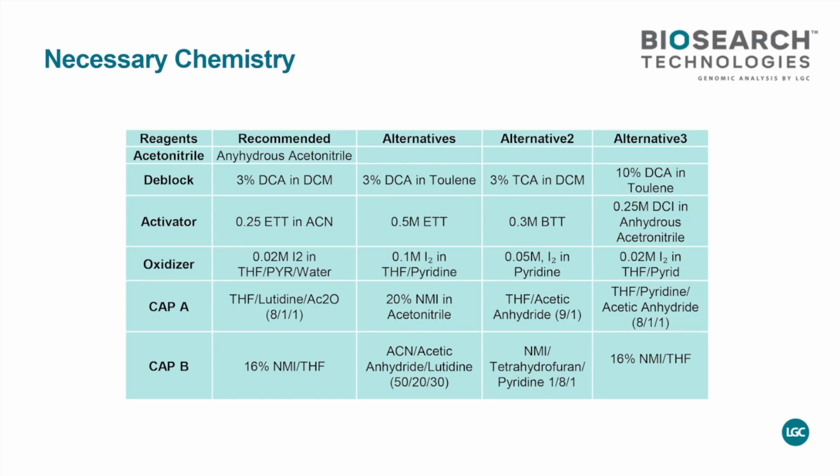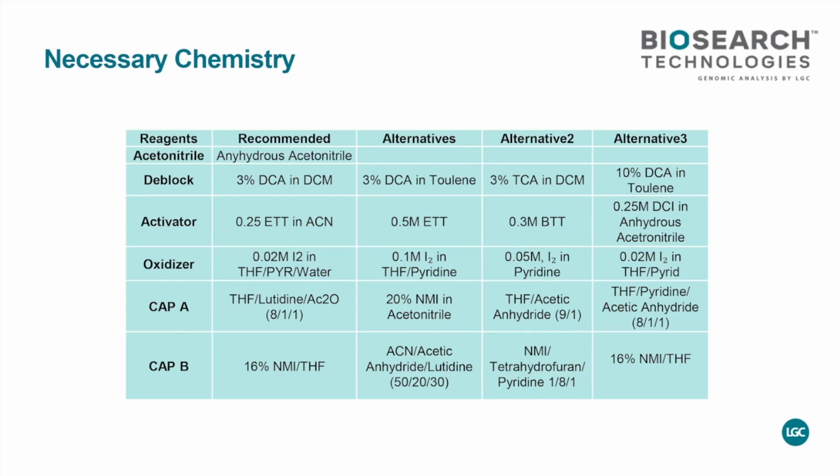The oxidizer has different combinations of oxidation. There is 0.02 molar iodine in water, and 0.1 molar iodine in water, which is the highest. Then there is 0.05 molar iodine in pyridine, or different solvents like THF, pyridine, and water. Water is important for the oxidizer because that's where it gets its oxygen in combination with the iodine.